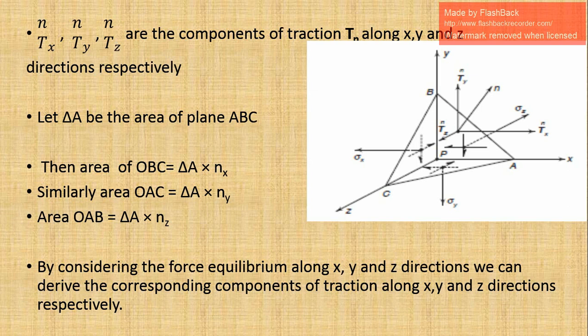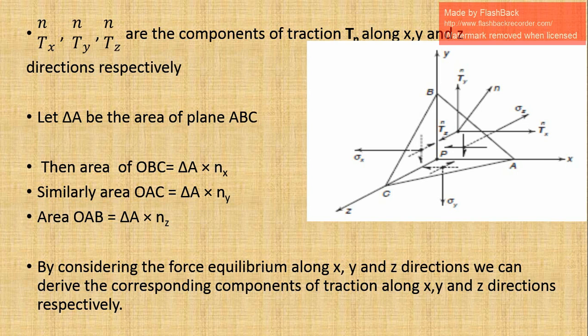Let delta A be the area of plane ABC. If the area of the inclined plane ABC is known, we can find the projection of that area on the YZ plane, XZ plane and XY plane. It will be obtained by multiplying the area of the inclined plane ABC with the respective direction cosine values nx, ny and nz. So here PBC is equal to delta A into nx, PAC is equal to delta A into ny and PAB is equal to delta A into nz.